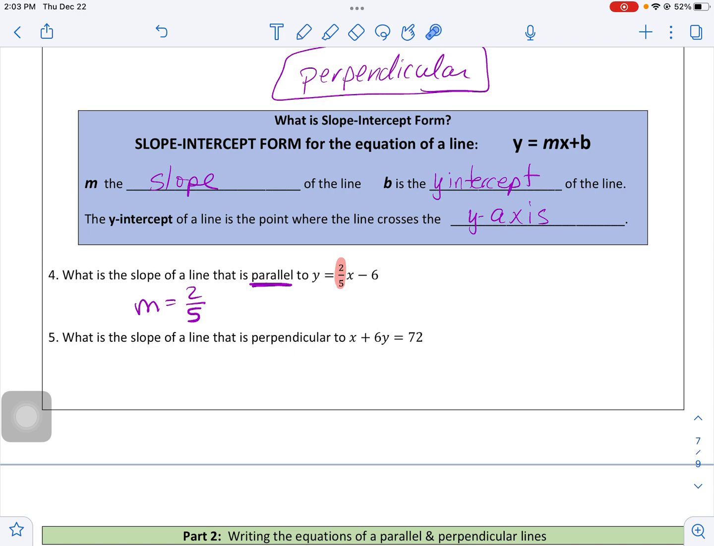Now it says, what's the slope of a line that's perpendicular to this? This is in standard form. This is not in slope-intercept form. So we have to make it in slope-intercept form. In order to do that, the first thing I'm going to do is move my x over, because I need y on one side, x on the other. So I get 6y is equal to negative x plus 72.